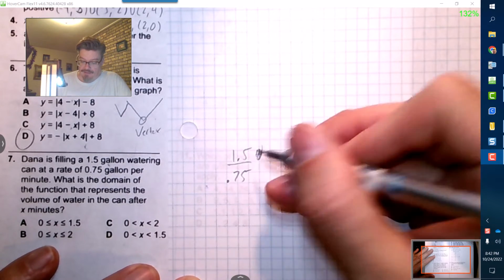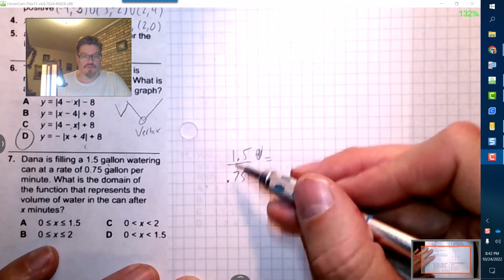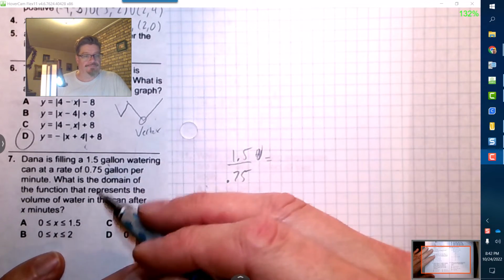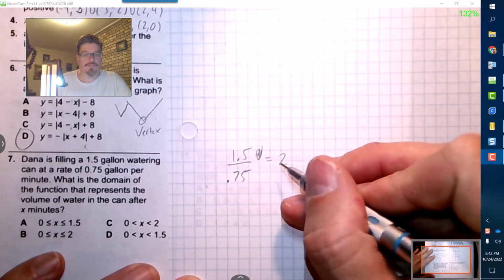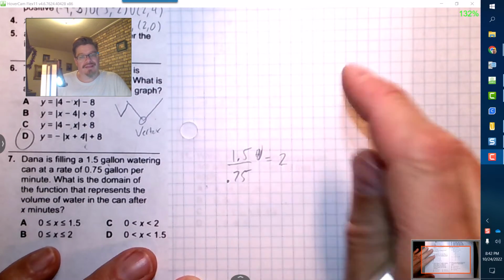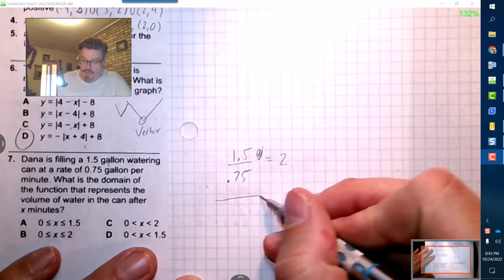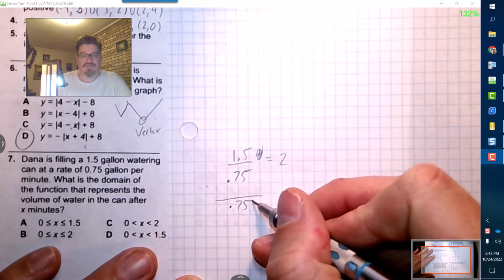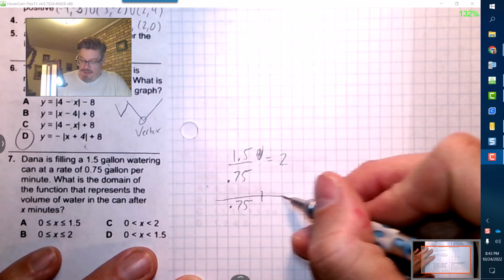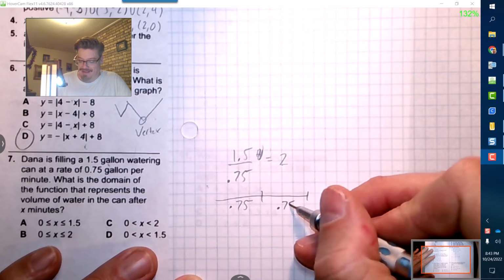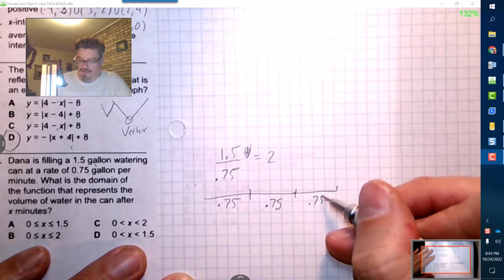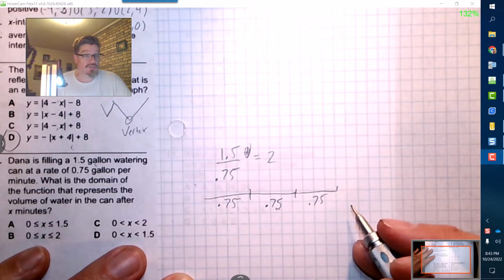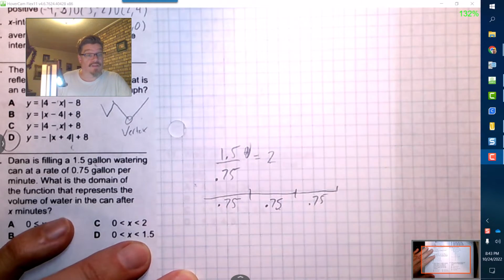Now, let's not put the division sign like that. This is more appropriate for algebra. When we execute this, we will see that it actually will take 2 minutes. Now, one of the other things that you can do too is just think that in 1 minute you would have 0.75 filled up. Then you would just add another 0.75, and you would keep adding that 0.75, and then you would count how many minutes you were filling the jug.